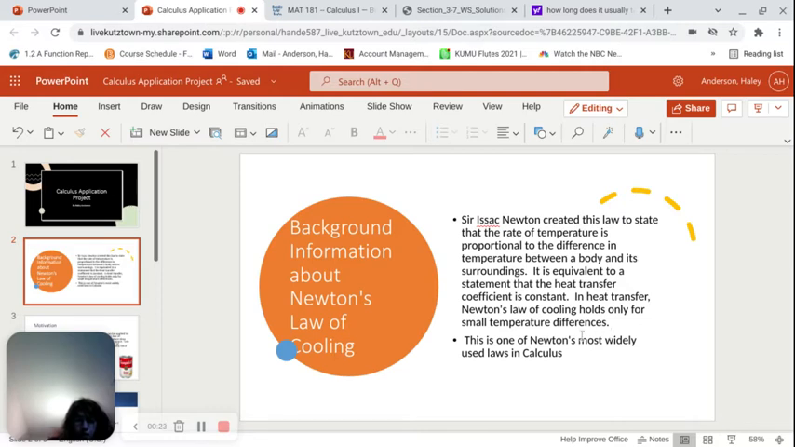In heat transfer, Newton's law of cooling holds only for small temperature differences. This is one of Newton's most widely used laws in calculus.